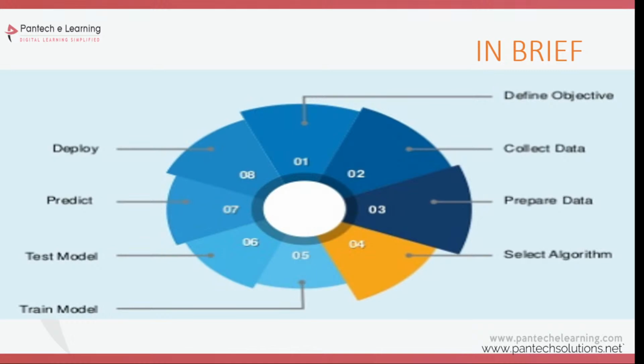Because a system cannot directly predict any output. First it has to understand what our input data consists of. That's why we divide our data into 2 categories. One category of data is called training data and the other category of data is called testing data.